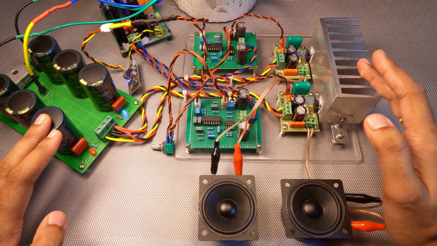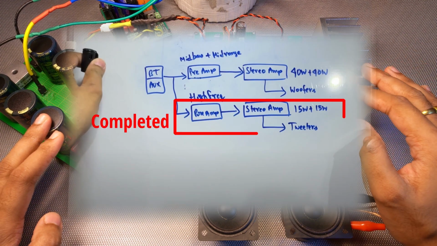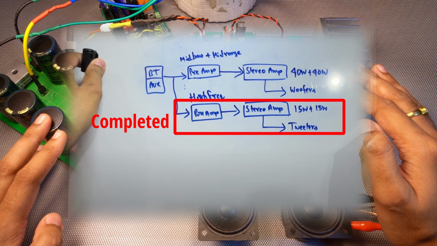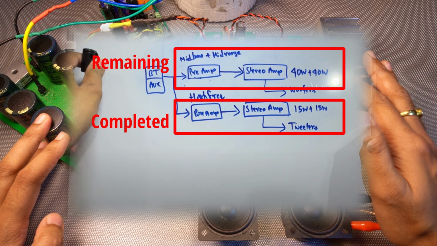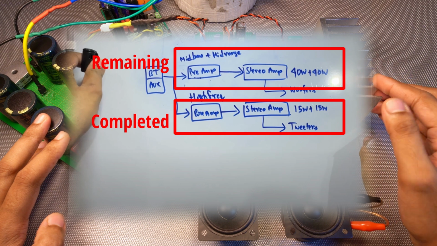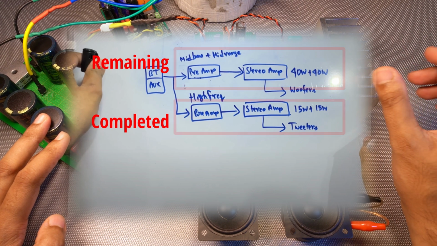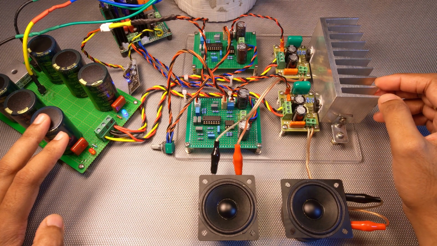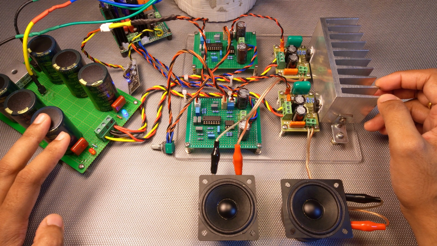If you remember my first video and the idea that I told about my project, the only thing remaining will be the woofer section now. The woofer preamp, I'm pretty much sure what I'll be using, and for the woofer power amp, I'll probably be using the LM3886 ICs, and I'll be designing the circuit soon.